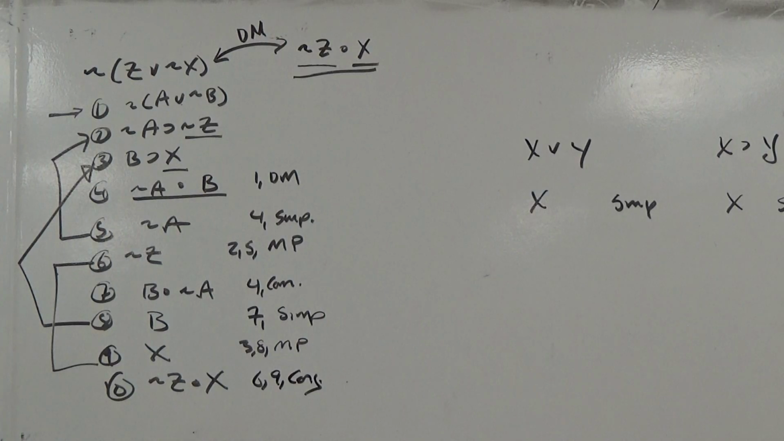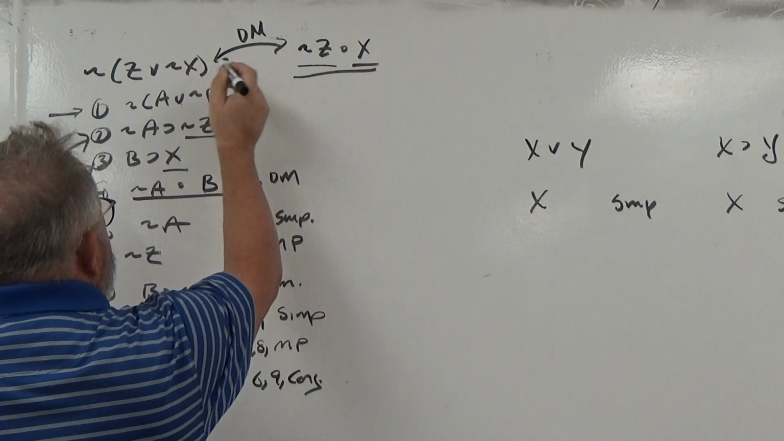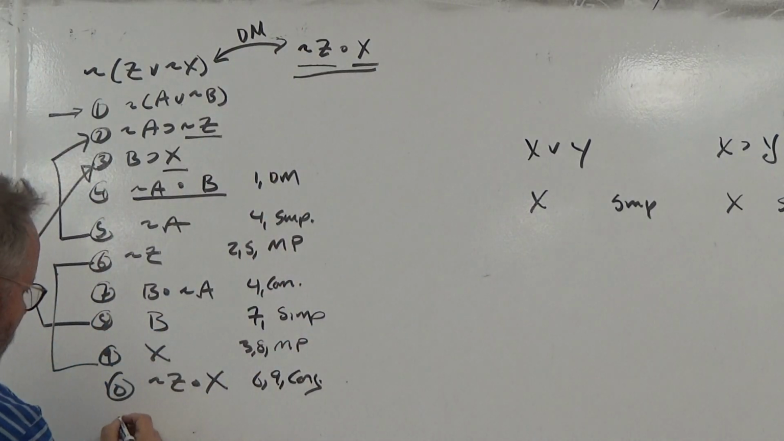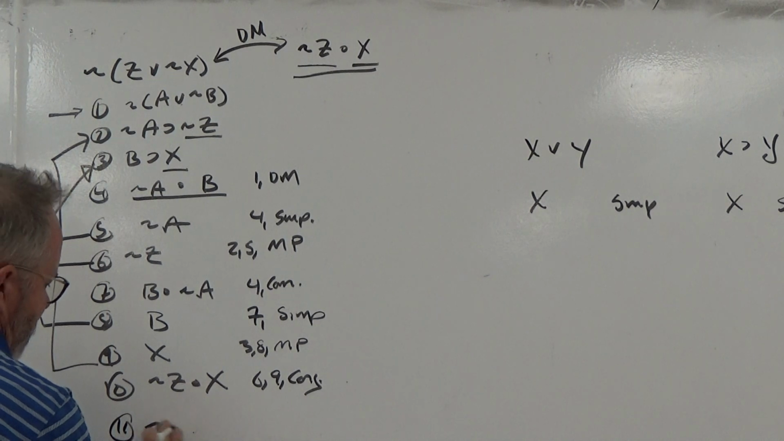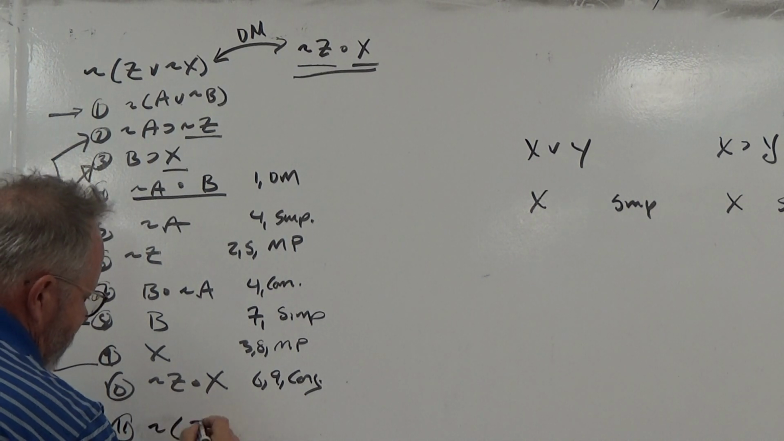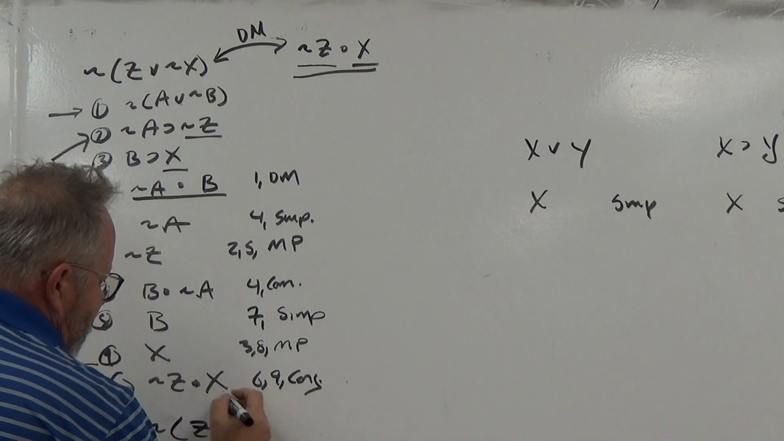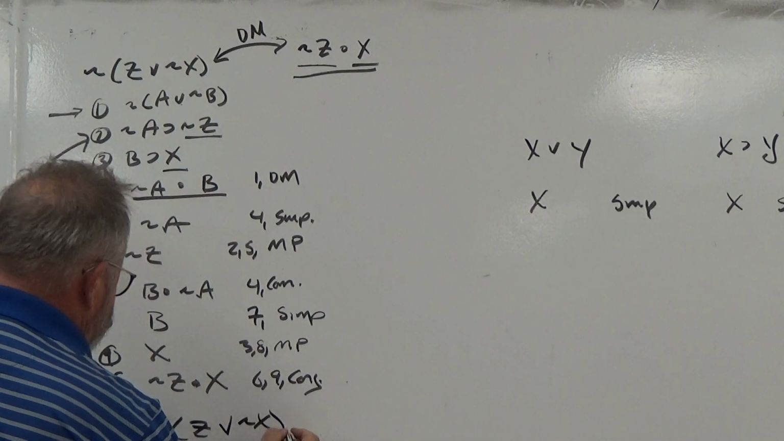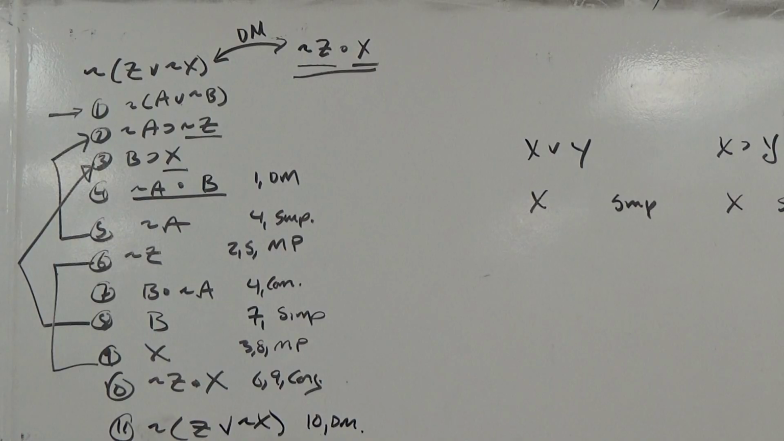And now, I said this is the same thing as that by De Morgan, so let me just do De Morgan's backwards. So I'm pulling a negation out, so I get not Z changes its sign to Z, or and becomes or, and X becomes not X. That's from 10 by De Morgan's, and I'm done. Okay.